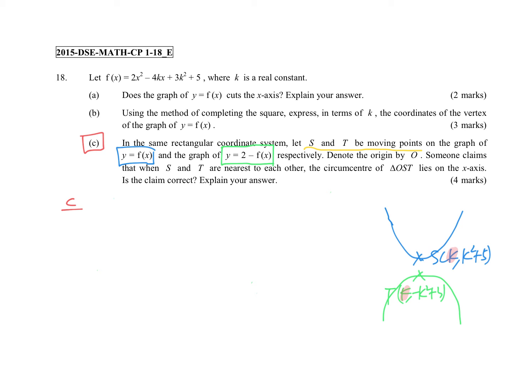And then denote the origin by O, maybe somewhere here. And then the circumcenter of triangle OST would lie on the x-axis. So first of all, if this is the origin, the x-axis is here.